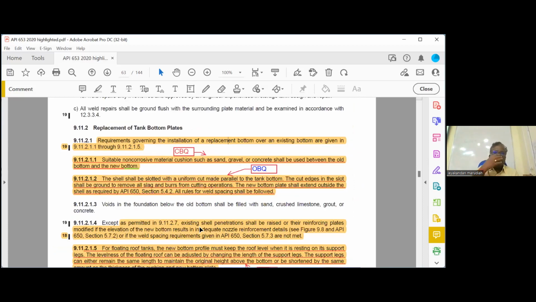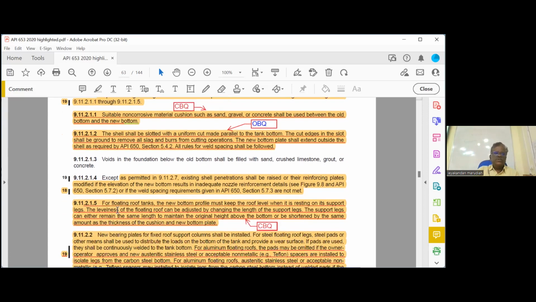Now we will go to the replacement of tank bottom plates. That is, as I told, a new bottom installation. These are very simple also. So highlight this one. Suitable non-corrosive material cushion such as sand, gravel or concrete shall be used between the old bottom and the new bottom. So we will fill it. The shell shall be slotted with a uniform cut made parallel to the tank bottom. We have to cut the shell uniformly and insert the plates. The cut edge slot shall be ground, removed and slab.